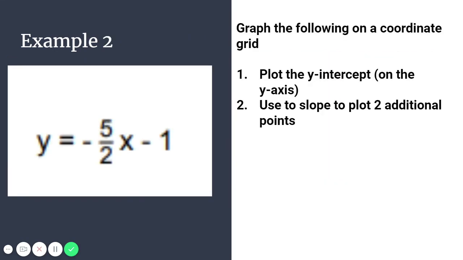For example number 2, you are given the equation y equals negative 5/2 x minus 1. You're asked to graph this on the coordinate grid. Remember to first plot the y-intercept on the y-axis, and the second step is to use the slope to plot 2 additional points. Please pause the slideshow at this time to note your answers on your coordinate grid paper. Resume the slideshow when you're ready to go over the answers.